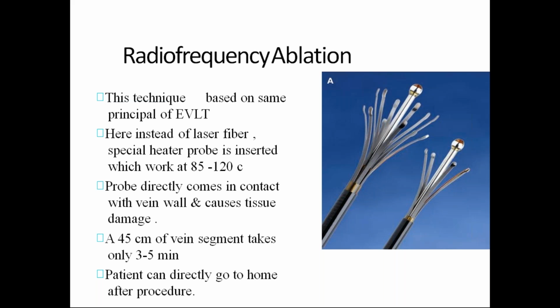So next one is the radiofrequency ablation. The technique is the same, based on the same principle, but here instead of a laser fiber, a special heater probe is used. The probe is inserted and works at 85 to 120 degrees centigrade. The probe directly comes in contact with the vein wall and causes tissue damage. A 45 centimeter vein segment takes only 3 to 5 minutes. So the patient can go directly home after the procedure.